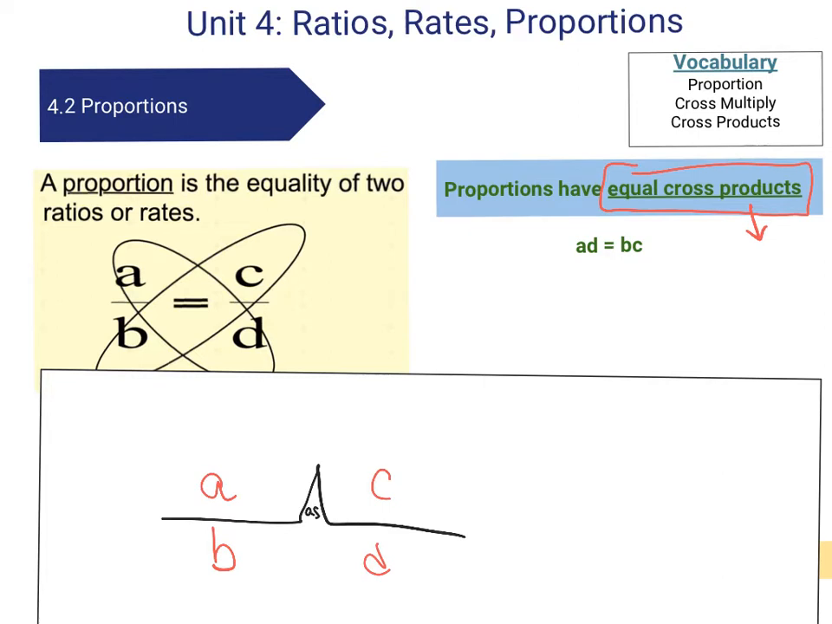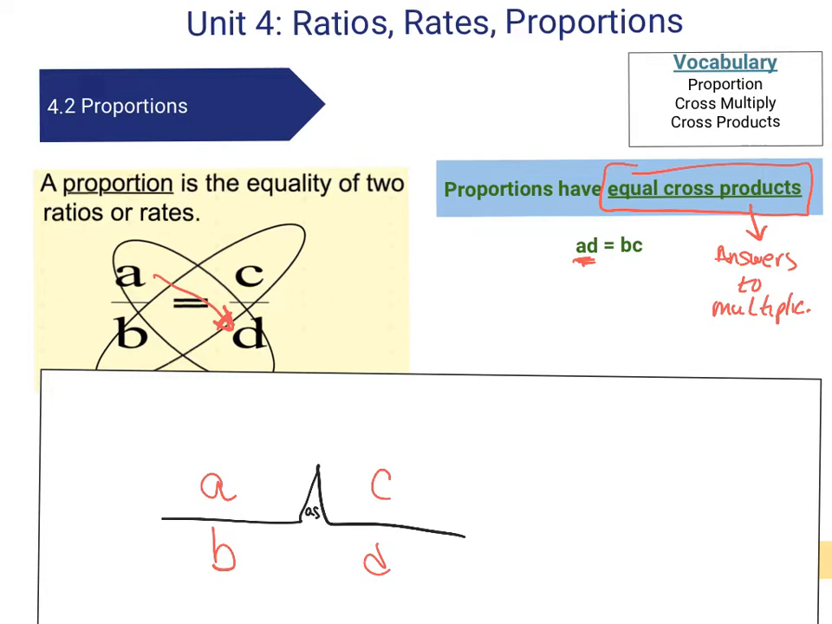Yes. Cross products are the answers to multiplication problems. So if I say A is related to B as C is related to D, the cross products are the two numbers that are diagonal going to get multiplied. So it would be A times D is AD. That's the product of A times D.